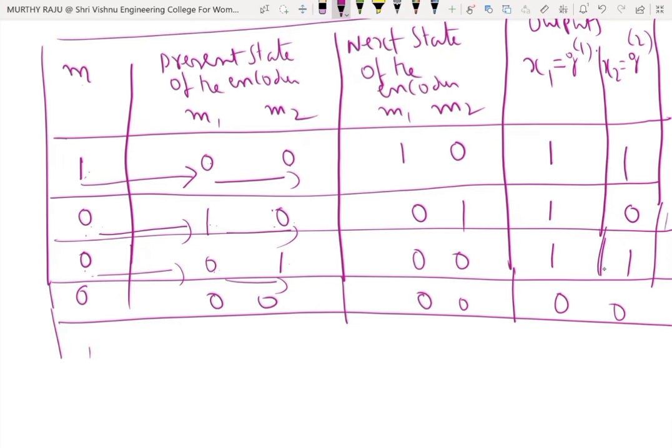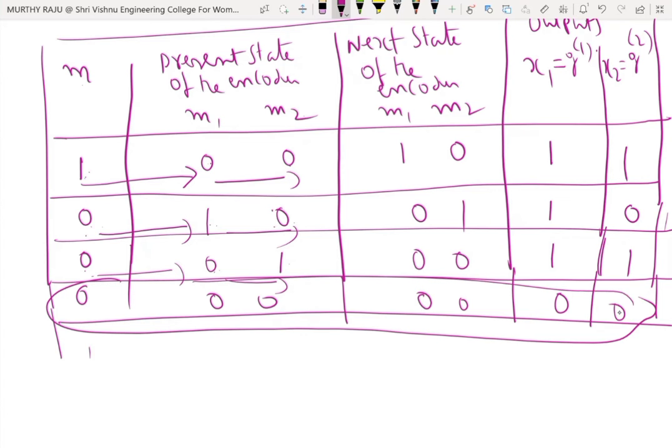These are the outputs of the convolutional encoder. This is the clear state of the convolutional encoder. This one is the clear state.